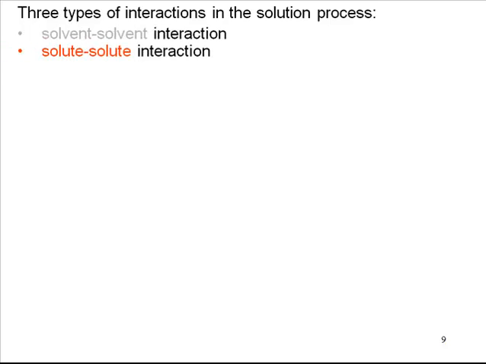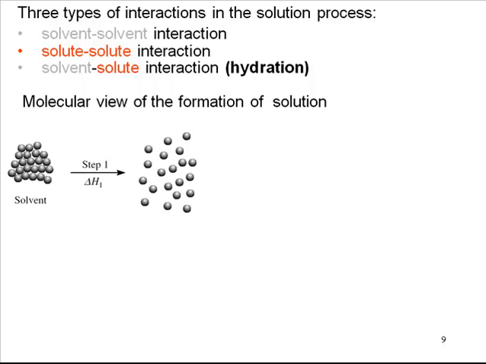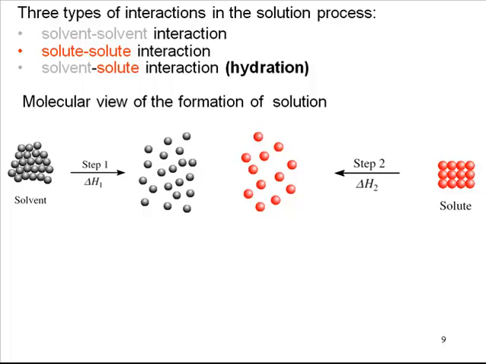Three types of interactions in the solution process. First is solvent-solvent interaction, solute-solute interaction, and solute-solvent interaction. This is called hydration. The molecular view of the formation of a solution. The first step is the solvent needs a certain amount of enthalpy to separate. The second step is the solute needs a certain amount of enthalpy to separate.